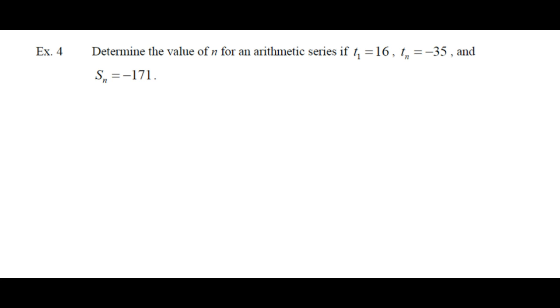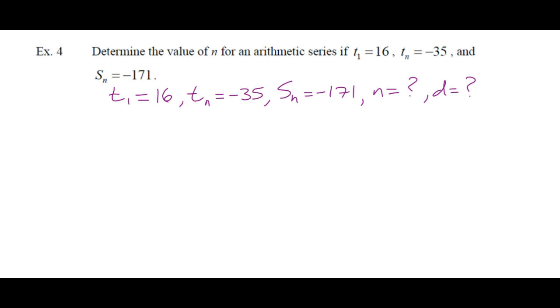Example 4. Determine the value of n for an arithmetic series if t sub 1 is 16, t sub n is negative 35, and s sub n is negative 171. Okay, so I don't really know where to start here, but let's just list what we have. So t1 is 16, tn is negative 35, s sub n is negative 171. We don't know n. We don't know d. And those are all the possible variables there are, right?